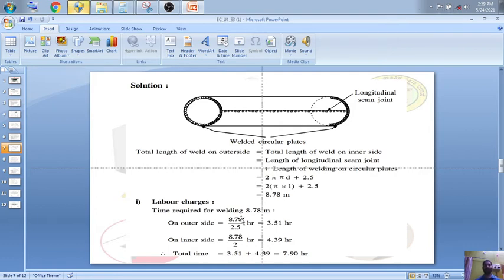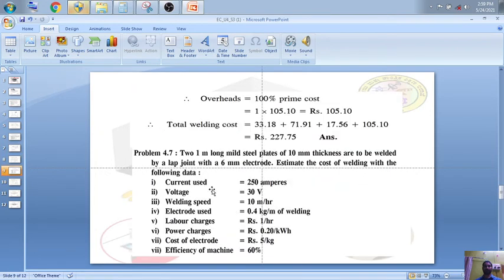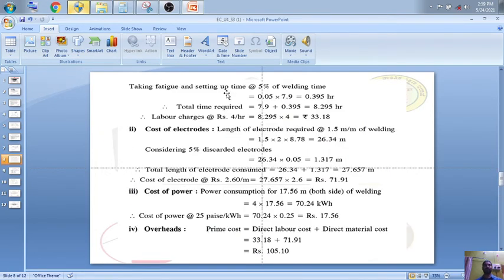7.9 hours of welding is required for making this drum. Then taking fatigue and setting allowances as 5% of welding time. So 5% of 7.9 hours is 0.39 hours. 5% means 5 divided by 100, that is 0.05, multiplied by 7.9, that is 0.395 hours. So 7.9 plus 0.395, that is 8.295 hours, is the total time required for welding this boiler.